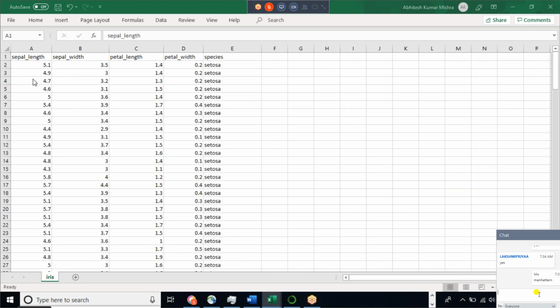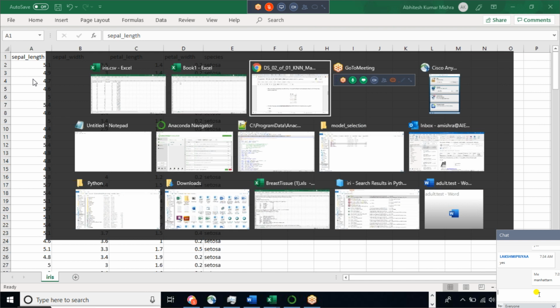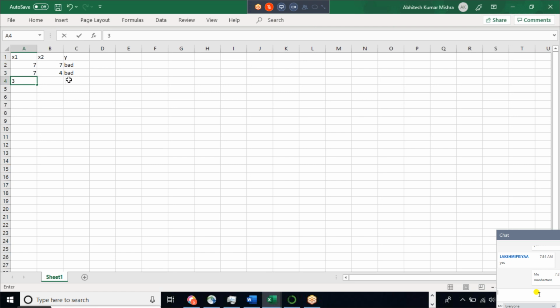Then 3 4 is good, 1 4 is good, and 1 3 4 is good. And then I want to find the result: is 3 7 good or bad? 3 7 is our goal. I want to find it.